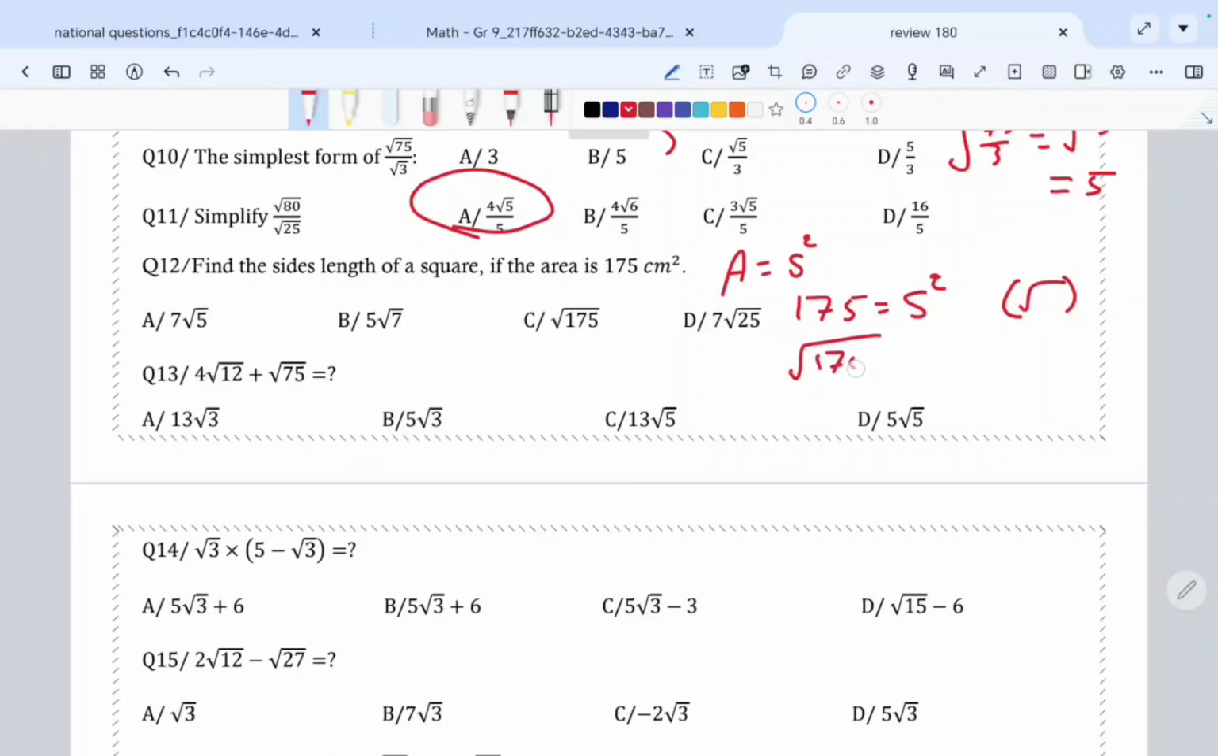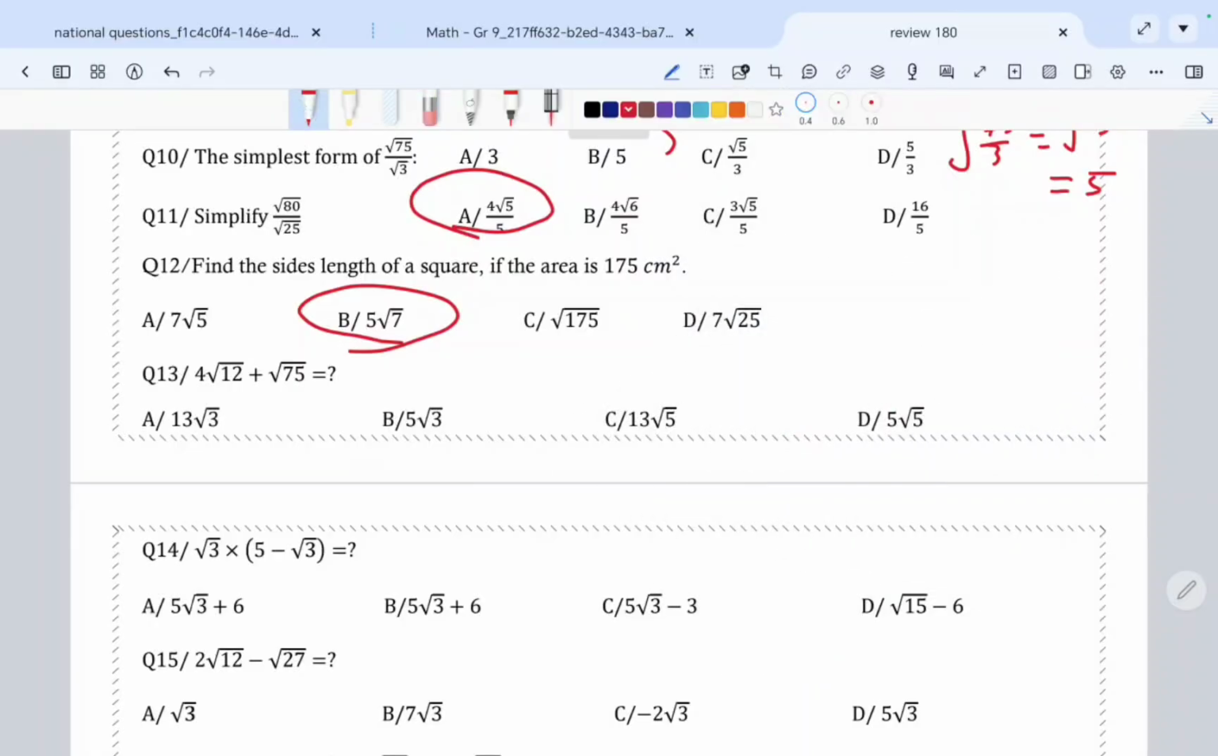It will be 175 equals S power 2. You know the square root and power, they cancel each other. The square root of 175 is equal to what? What times what equals 175? 25 times 7. The square root of 25 is a perfect square, so it will be 5 square root of 7. Which one is correct? B.